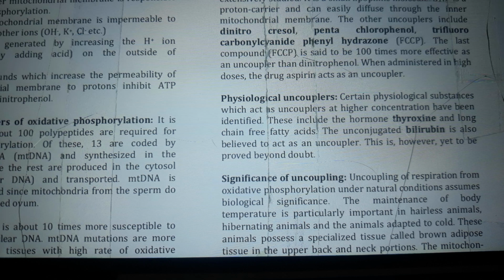The uncoupler 2,4-dinitrophenol, DNP, has been extensively studied. It is a small lipophilic molecule. DNP is a proton carrier and can effectively diffuse through the inner mitochondrial membrane.